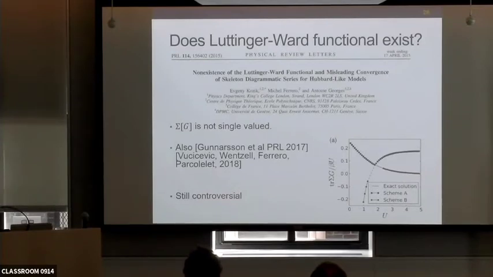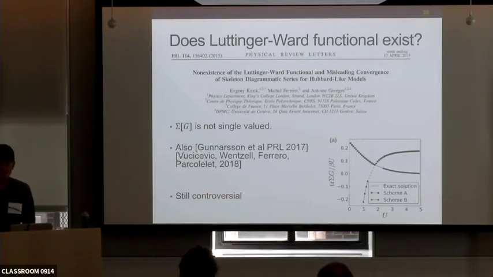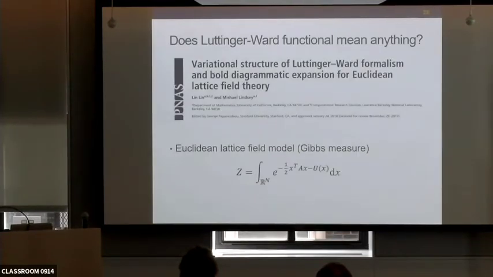Non-existence of Luttinger-Ward. So why? It's about the multi-valuedness, and many people in the audience have contributed to this issue. It illustrates why it gets worse and worse. So it's still a controversial issue. There is some faint hope this can be solved, but people seem to be pessimistic for good reason. So our contribution is to try to answer whether the so-called Luttinger-Ward functional means anything.